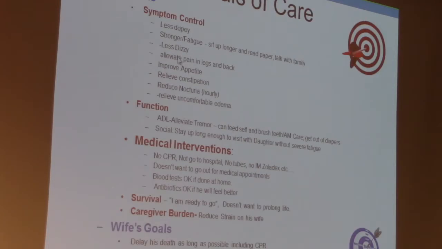So the way I try to bring it together is to think about his goals of care for this gentleman. I try to break it up into different domains. One is symptoms, because that's what people suffer from. It's their bad symptoms. The second is function. The third is medical interventions, because people have certain sensibilities about what they want done and what they don't want done, how much prodding they want, how much prodding they don't want.